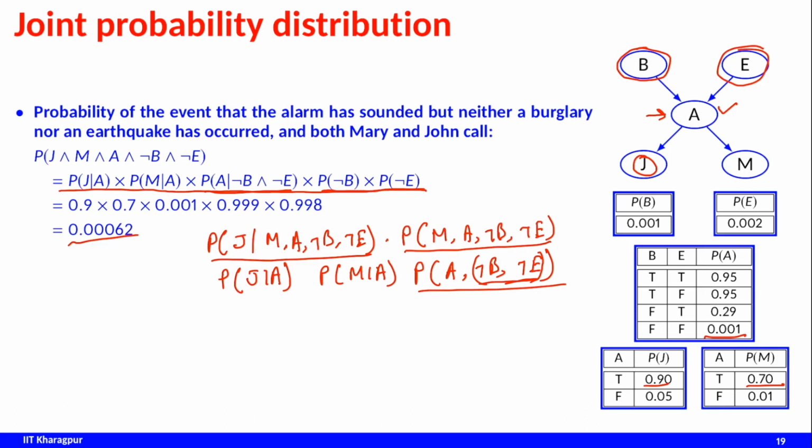So effectively what I have done, I have determined the joint probability values from the conditional probability information, and we have exploited the dependency information, or the qualitative information, from the belief net. Now let us look into another example.